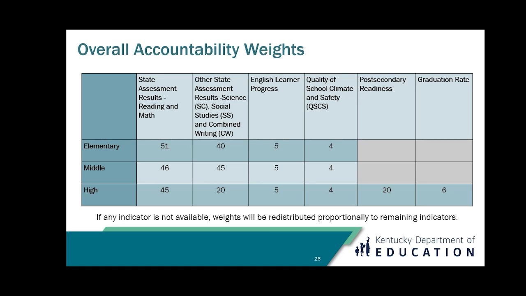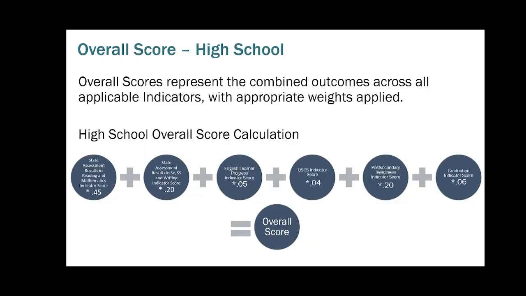This table shows the overall accountability weights set by the Kentucky Board of Education. Once indicator scores have been determined, this table will help us in determining overall score. If any indicator is not available, weights will be redistributed proportionally to remaining indicators. This slide is an example of how the overall score for high school is calculated using the weights we saw on the previous slide. Overall scores represent the combined outcomes across all applicable indicators with appropriate weights applied.